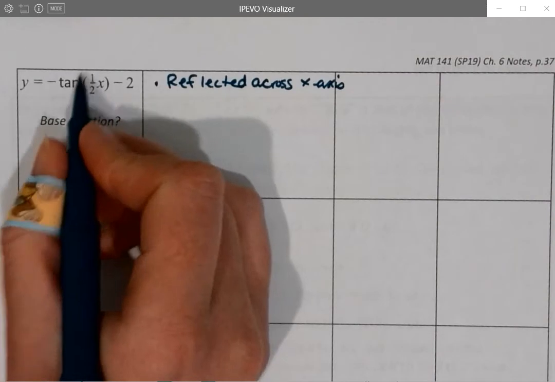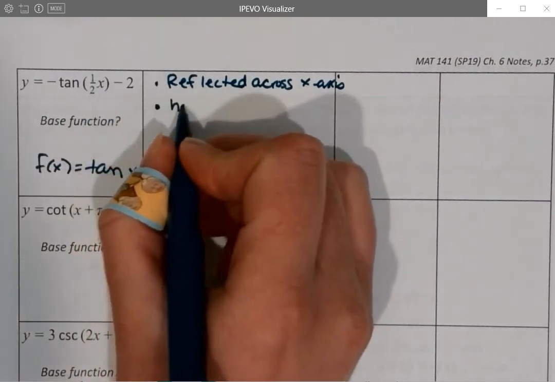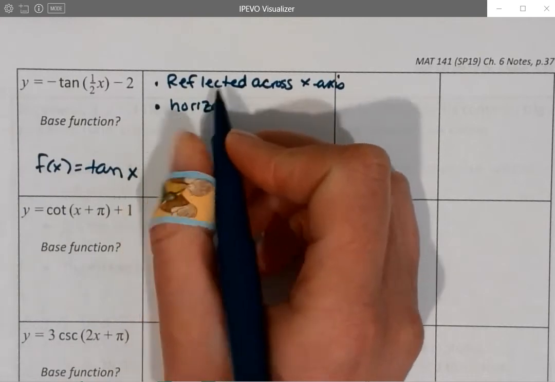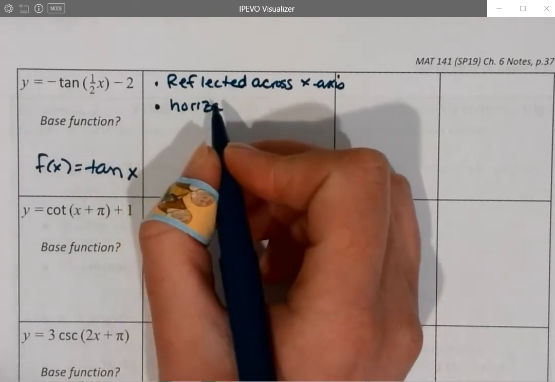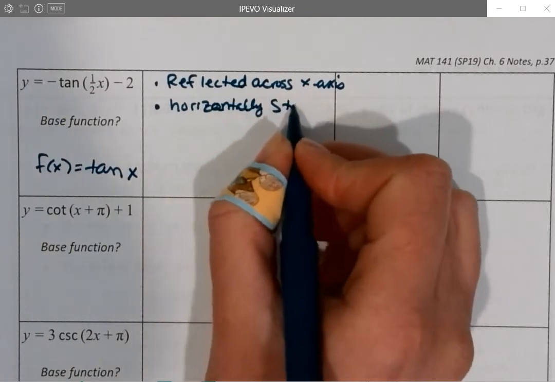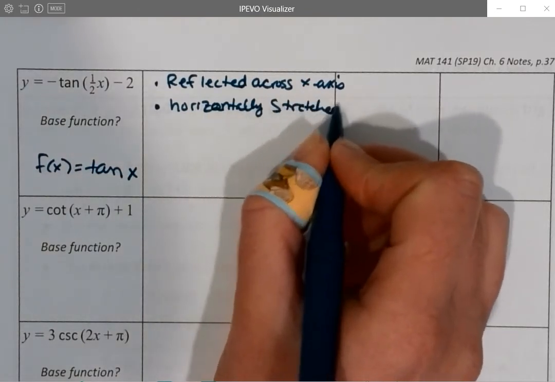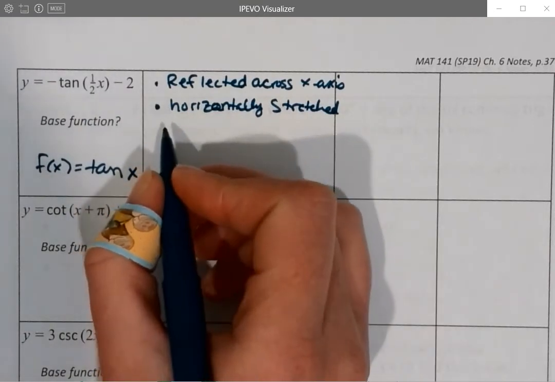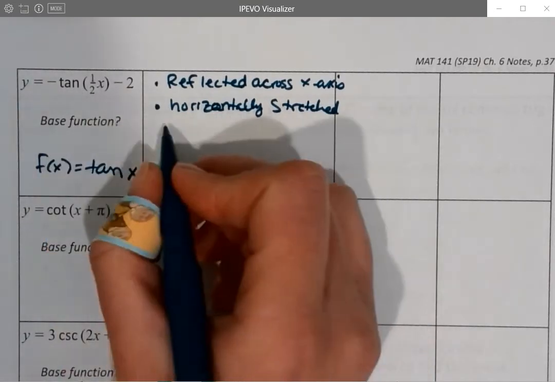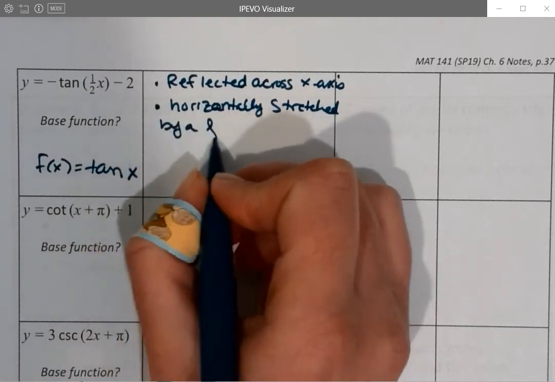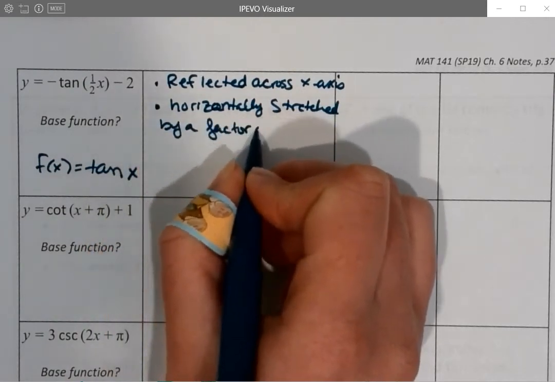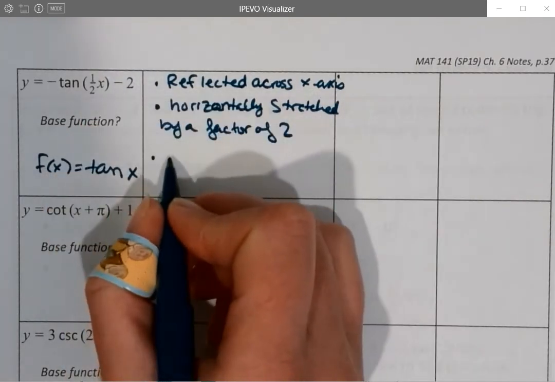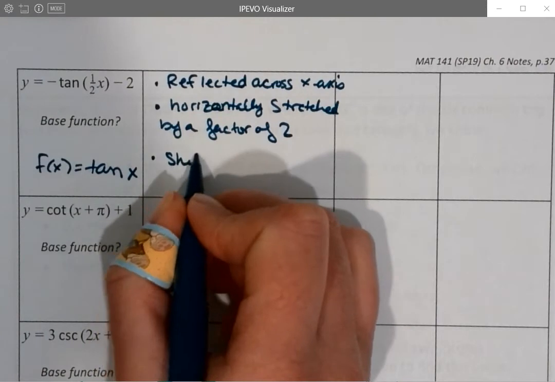Then we have an inner 1/2, so that is a horizontal, or horizontally stretched, or the 1/2 is going to stretch it by a factor of 2. A 2 would be a shrink by a factor of 2. So horizontally stretched by a factor of 2. And the outer 2 is going to be a shift down 2.